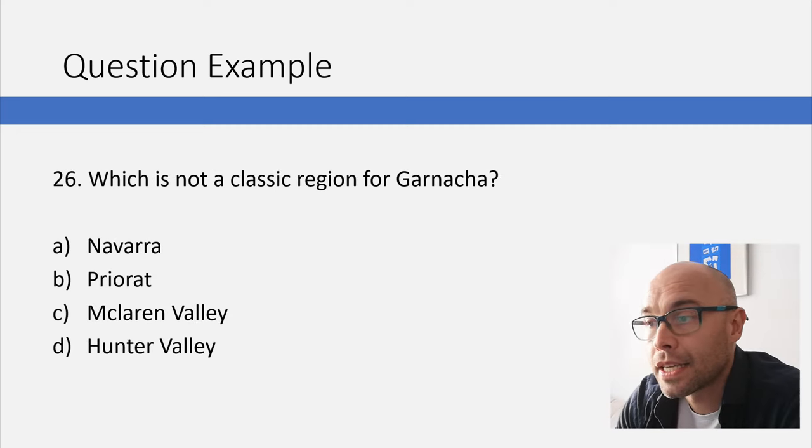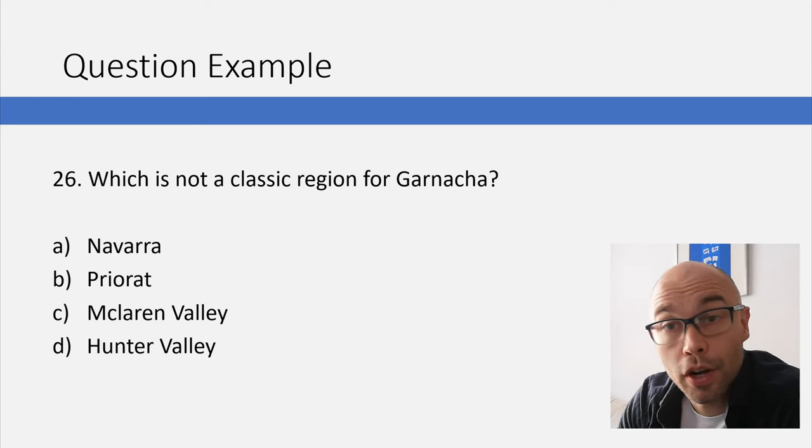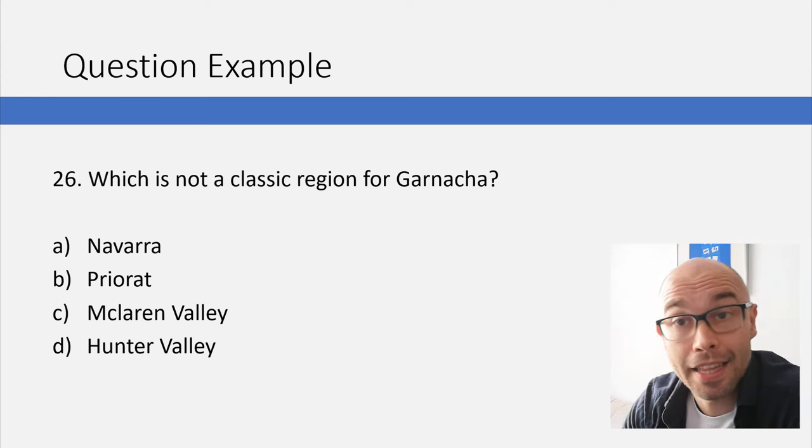Which is not a classic region for Garnacha? Navarra, Priorat, McLaren Vale, Hunter Valley. The correct answer is D, Hunter Valley.